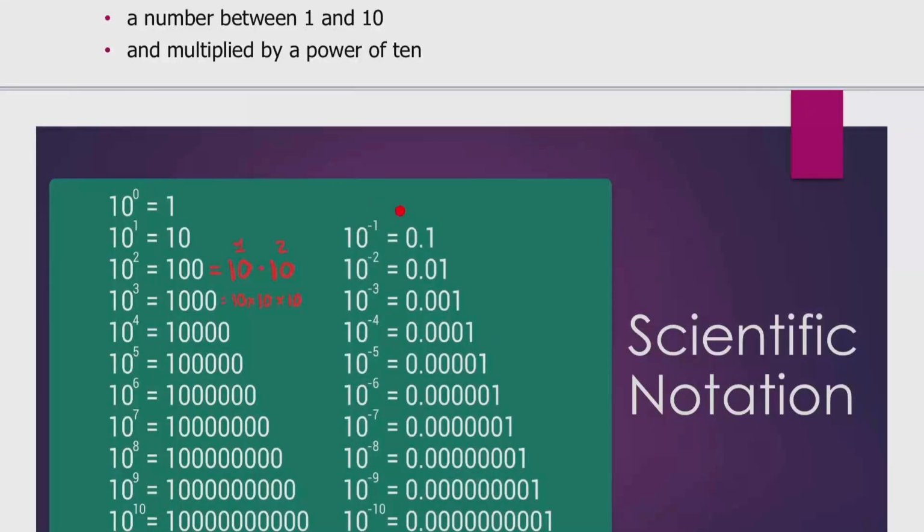We also can have negative numbers. What the negative means is divide instead of multiply. So 10 to the minus 1 is 1 divided by 10, or 0.1. Or 10 to the minus 2, 1 divided by 10 times 10, or 1 divided by 100, which gives you 0.01. That's sort of what the exponents are doing.